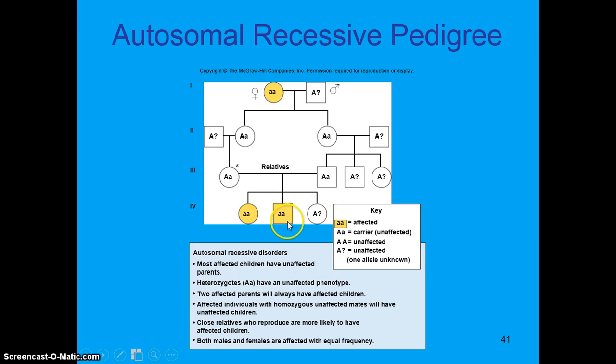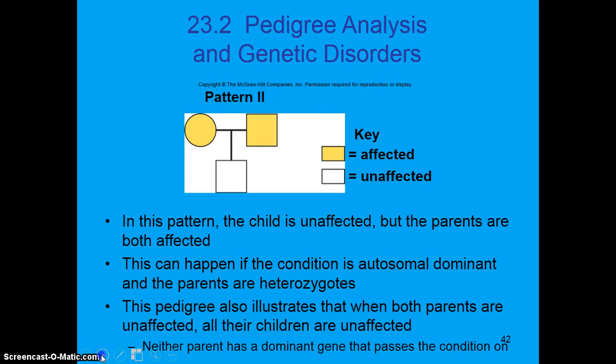If you notice that affected individual up here, the mother, you start to see that show up down here. So this would be her great-grandchildren, actually, where you start to see this again. So this is why we have to be careful about close relatives who reproduce, because they're most likely to have affected children. And you notice in this case, it didn't matter whether they were boys or girls, they had an equal chance of being affected.